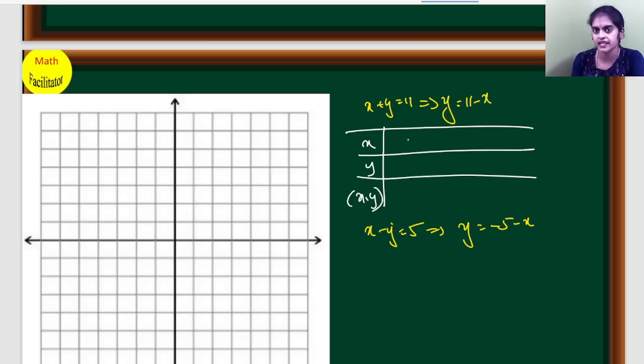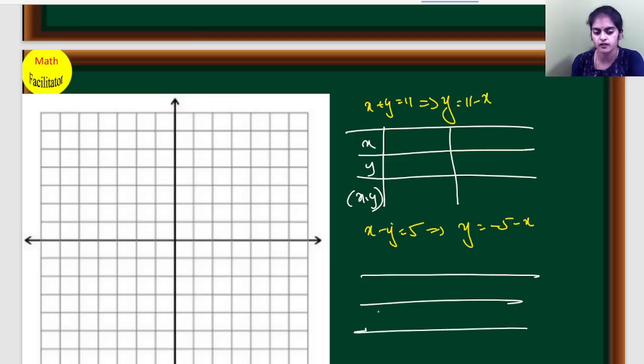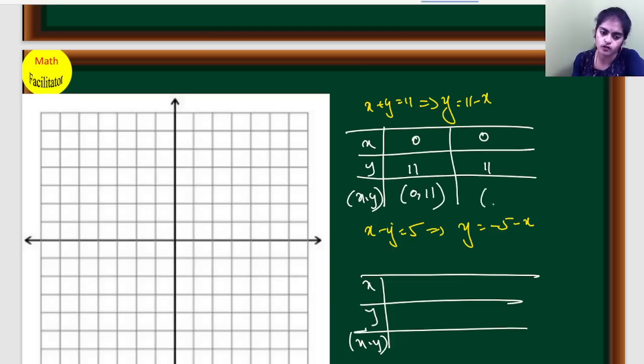To draw a straight line, you can have only two values. Only two values are sufficient to draw a straight line. Okay, so this is enough actually. So if I am taking x as 0, y will be 11. So the first point is 0, comma 11. If I take y as 0, x will be 11. So 11, comma 0 is the other point.